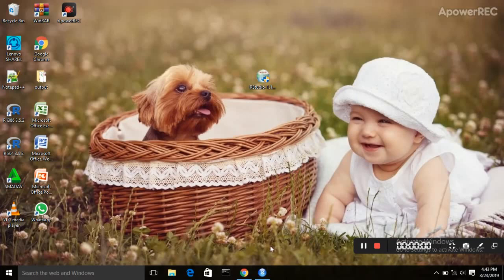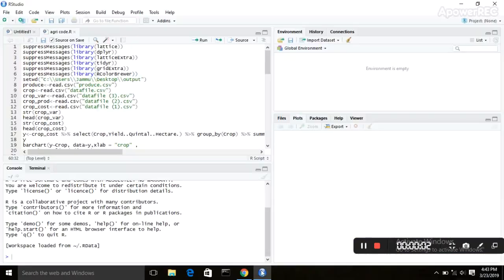Here is our RStudio environment in which we are going to work. It consists of four quadrants. One is an editor, in which we write the code and run it. Next is the global environment. The third one is the console, and the fourth is the miscellaneous pane. It consists of five categories: files, plots, packages, help, and viewer.